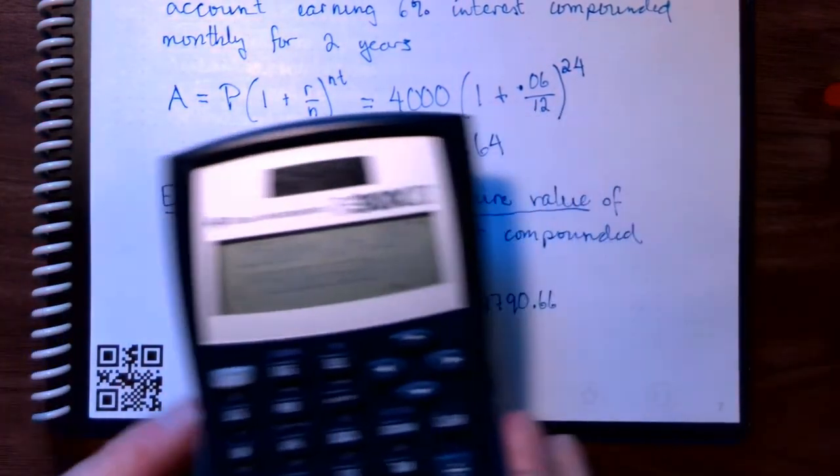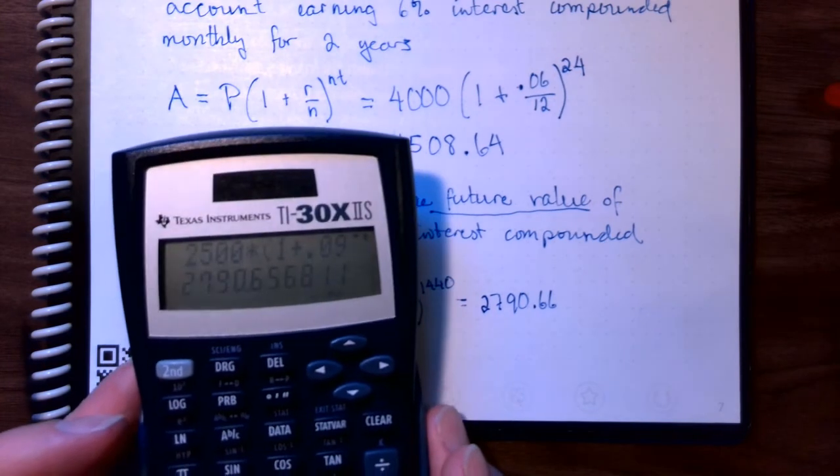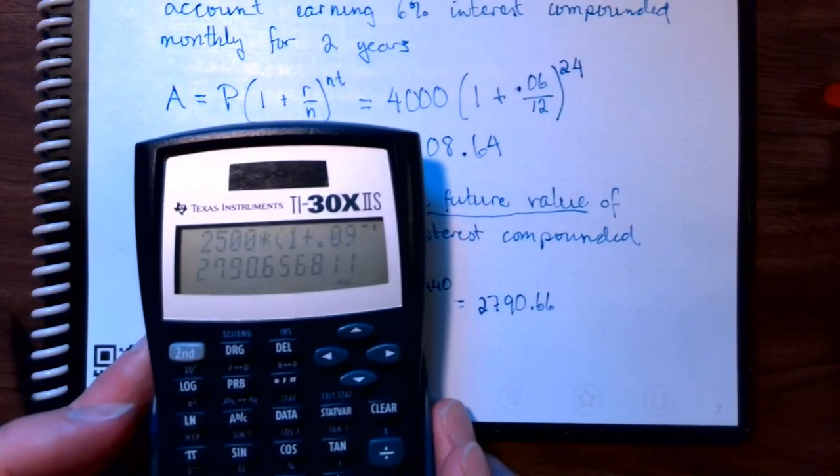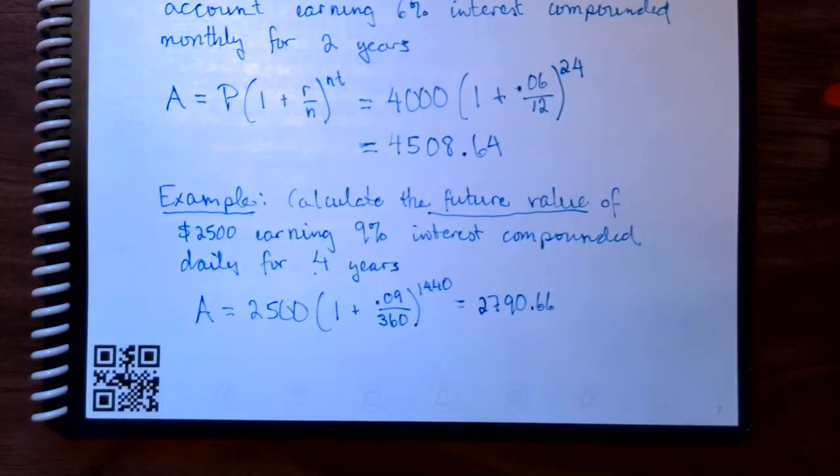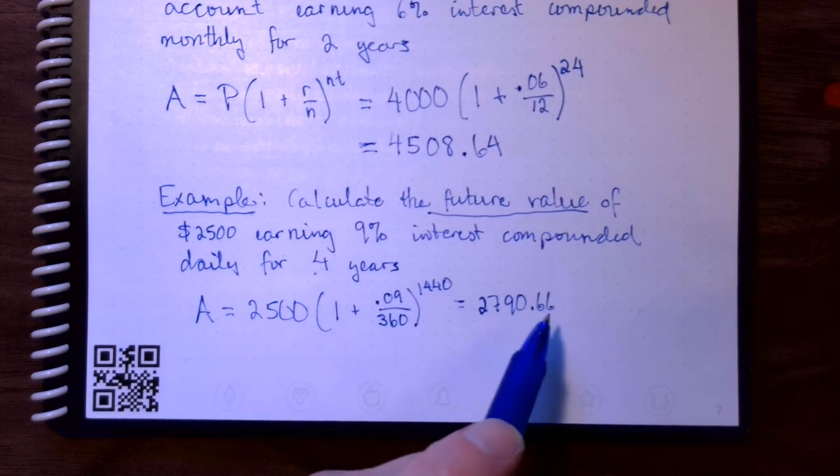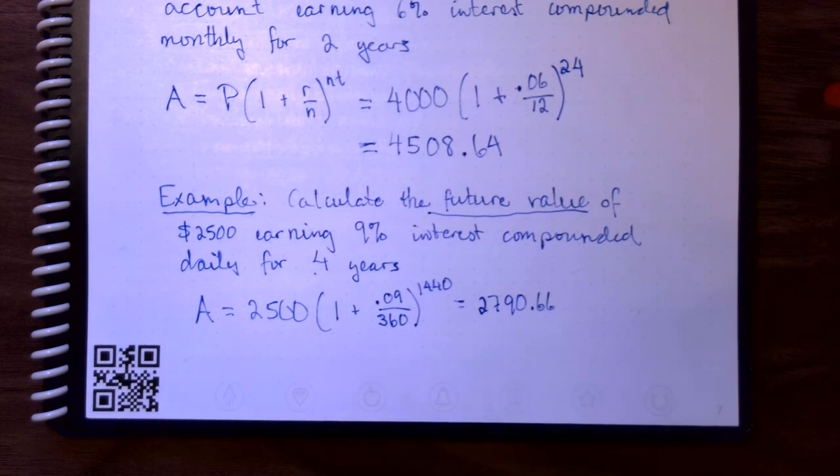Remember once again, when we're doing these compound interest problems, we do not round until the last step. You can get into big trouble and get your answer way off if you round too early. So don't round until the very end. And of course, we always round to 2 decimal places.